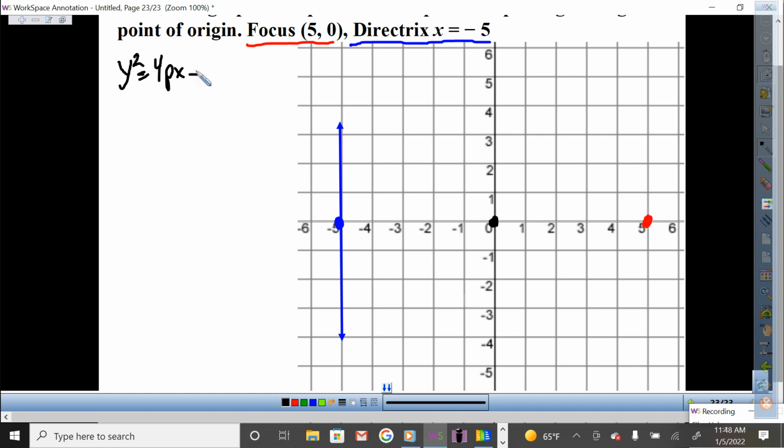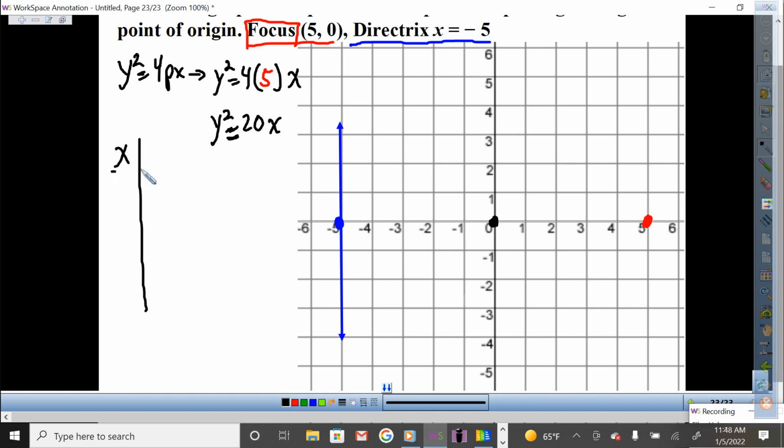Next, I'm going to rewrite this. Y squared equals 4 times p times x. But instead of p, what am I going to write in there? The focus, which is what? 5. So we end up with y squared equals 20x. Now we need a table. X, y.